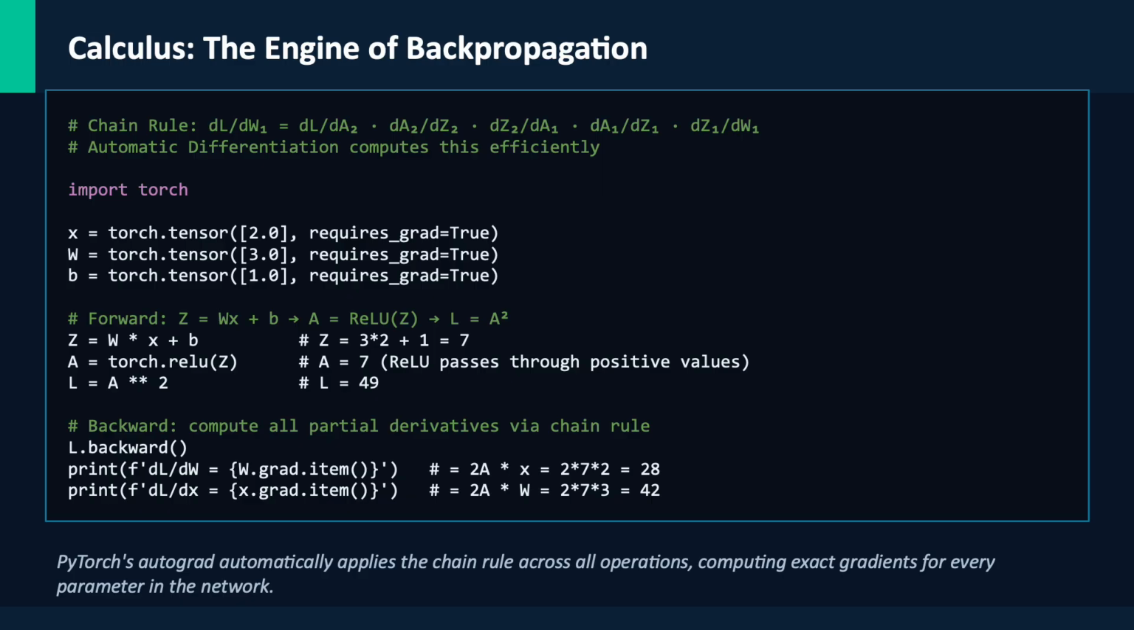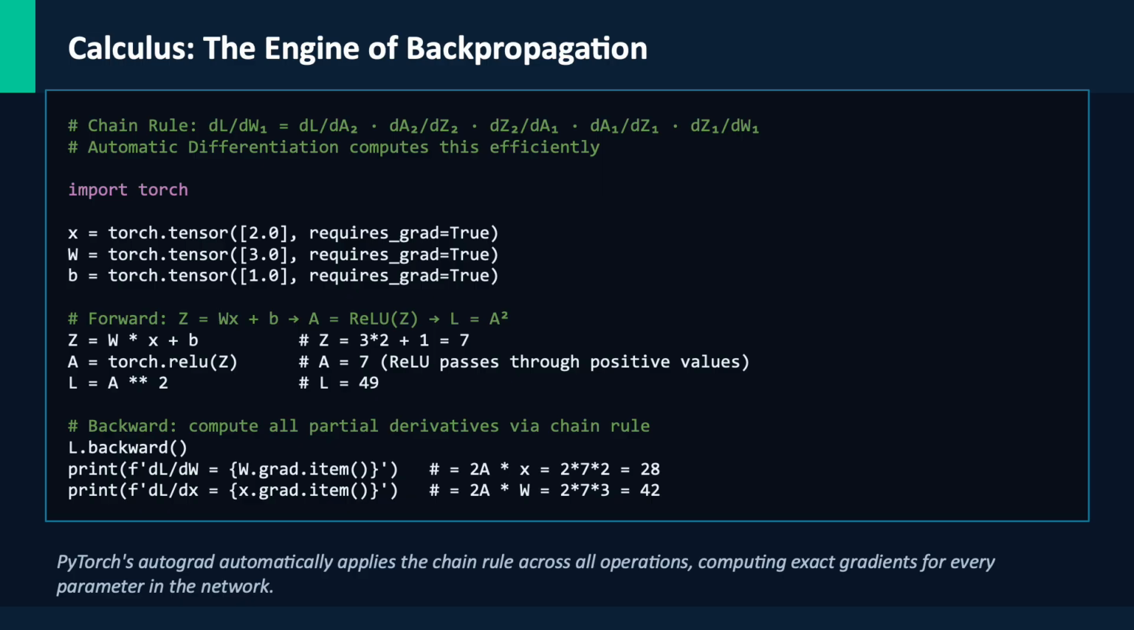Think about a restaurant where a dish came out badly. The head chef investigates and works backwards. The sauce was wrong because the sous chef over-reduced it. And the sous chef did that because the prep cook gave them the wrong amount of liquid. By tracing backward through each step, you find exactly where the error occurred. Backpropagation does this same backward tracing through every layer of the neural network to figure out which weights to adjust and exactly by how much.